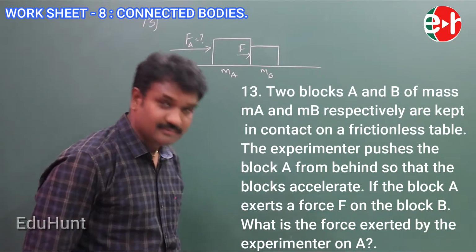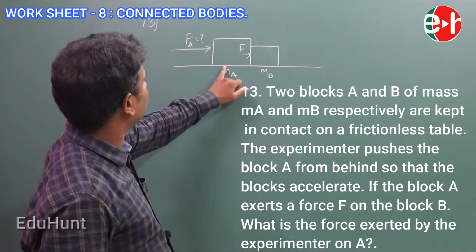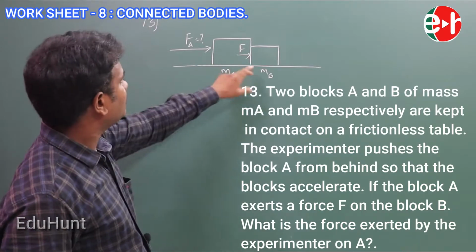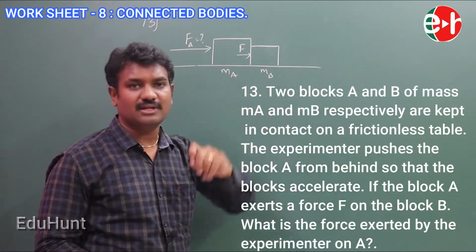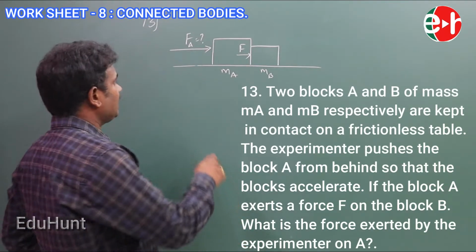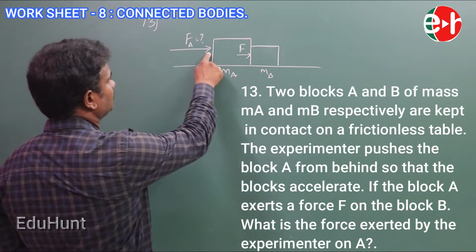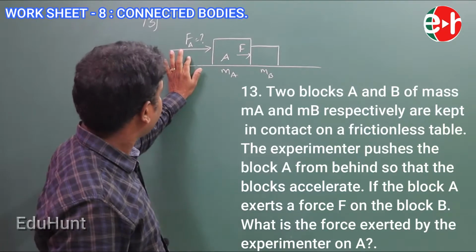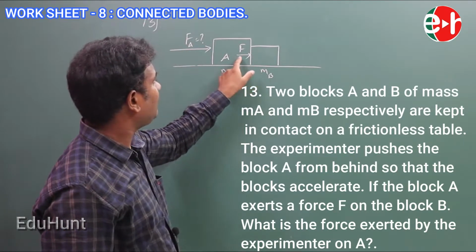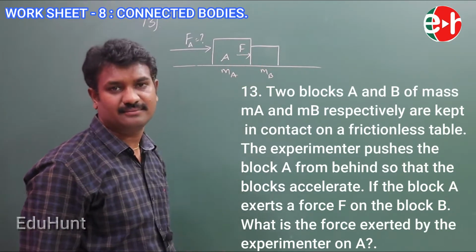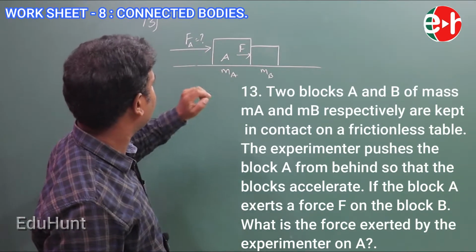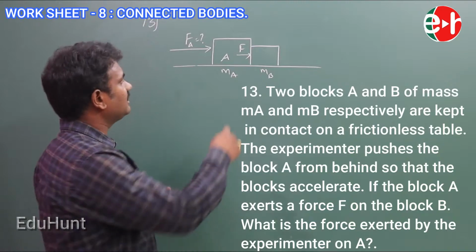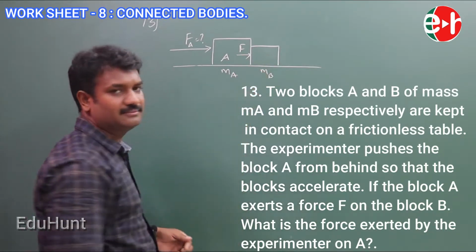See this. It is given that there are two blocks A and B. Mass of A is MA and mass of B is MB. These two blocks are in contact with each other and they are kept on a smooth horizontal surface. An experimenter, a person, is applying some force on A. We don't know this force actually, but because of this application of force, capital F force is acting on block B. Some force is acting on A by the external agent or a person like me. If I am applying some force on this, because of that, capital F force is acting on block B.